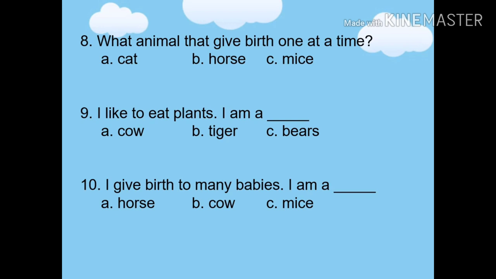Number 10. I give birth to many babies. I am A horse, B cow, C mice. Again, number 10. I give birth to many babies. I am A horse, letter B cow, or letter C mice.